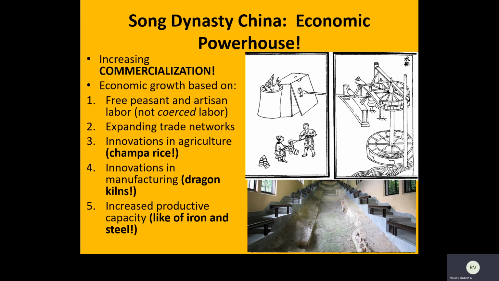So why? Why was it the world's economic powerhouse? Well, a lot of it had to do with increasing commercialization. There's that word that means people making things, producing things, growing things to sell in markets like this one rather than to use themselves. And that tends to boost an economy. When people are producing more specialized goods, there tends to be more variety of things, better products to buy and sell. Commercialization. This economic growth was also based on, let's keep in mind, free peasant and artisan labor.